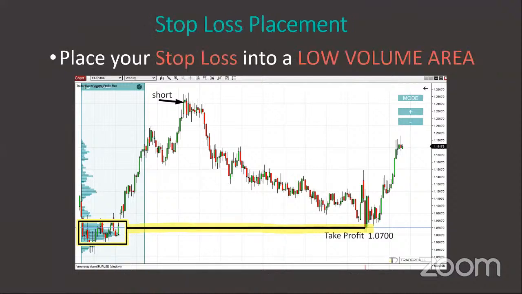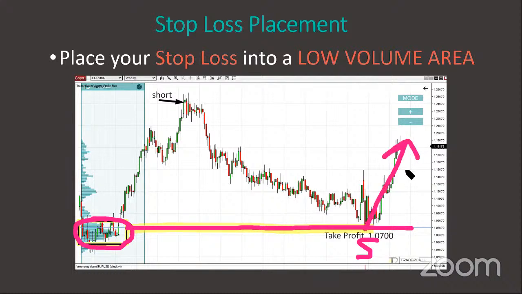Now, about stop loss, about placing stop loss. Let's say this is the same example. Let's say that you want to trade from this support, and you want to use it as a long trade entry point. Go long from there. Not a bad idea if you look at the chart.